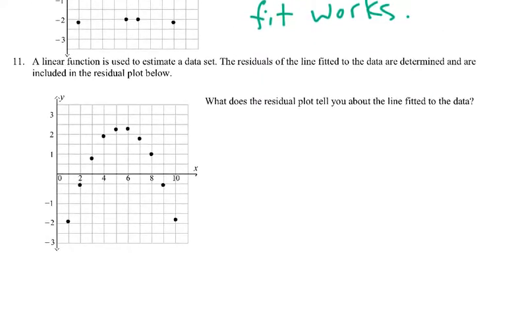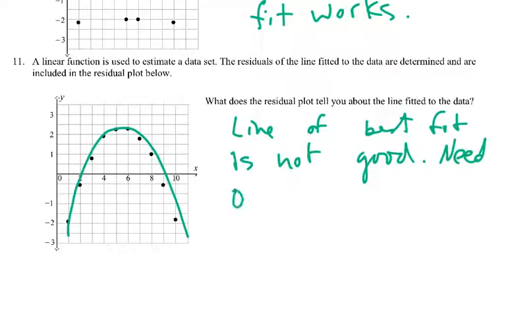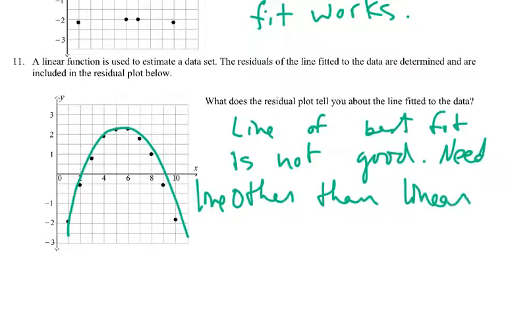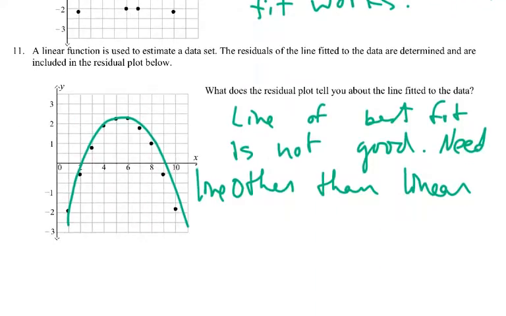Whereas look at 11, same idea, residual plot. See how this one forms that shape right here? Okay, that's not a random pattern, so definitely this line of best fit is not good. Need something other than a line, other than linear. So maybe exponential, maybe quadratic, maybe something else. Whereas this one, the line of best fit, if it's linear, works good. Okay? So there's those guys.